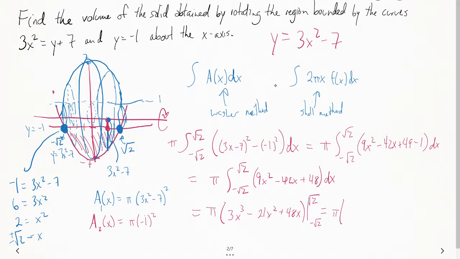So when you plug in, you get 3, and then in the first case, we'll go root 2 cubed minus negative root 2 cubed. And we can talk about that a little more in depth in a second. And then we have 21x squared. So that goes 21, and then we go root 2 squared minus negative root 2 squared. And then, sorry for the limited space, we get plus 48, and then the x values are root 2 minus a negative root 2.